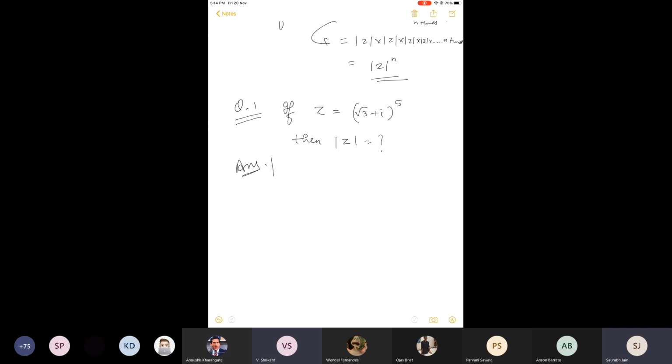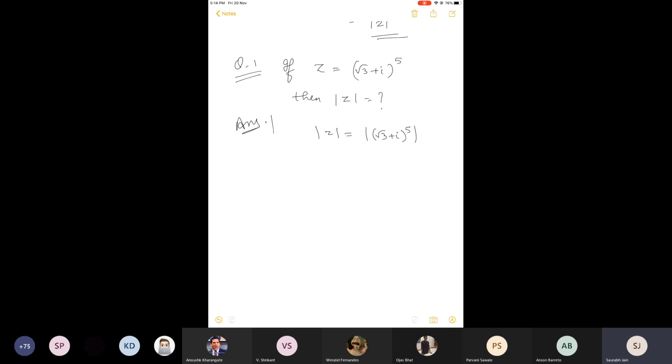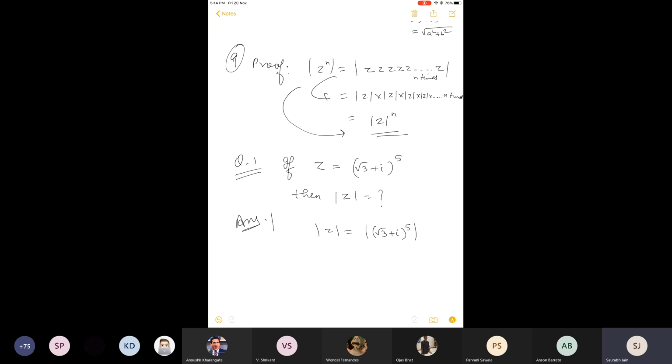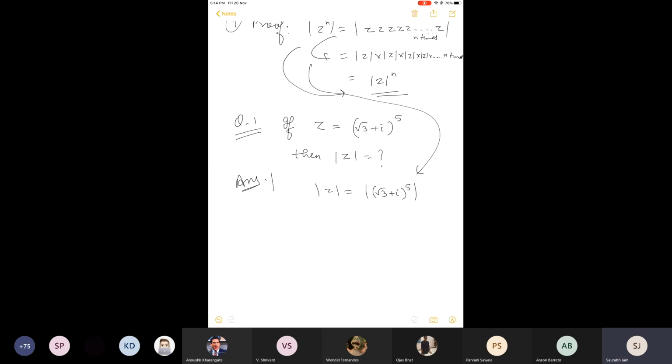Last property. Yes, good. See, mod z means that basically we want to find the value of this expression: under root of root 3 plus iota to the power 5. Now let us come back to the ninth property. This is exactly similar to this expression: modulus of z to the power n. This will come out to be the modulus of root 3 plus iota, and this power 5 will come outside. Now what about the modulus of root 3 plus iota?